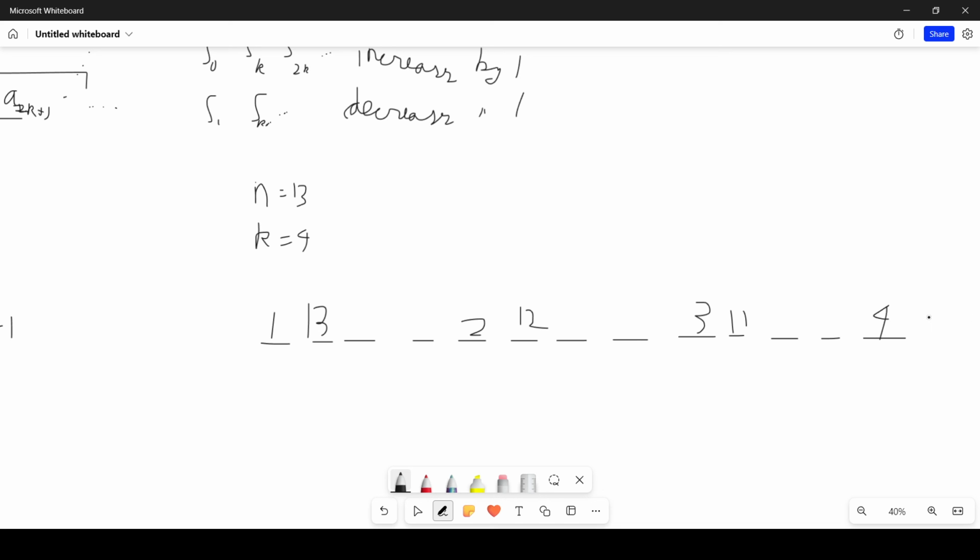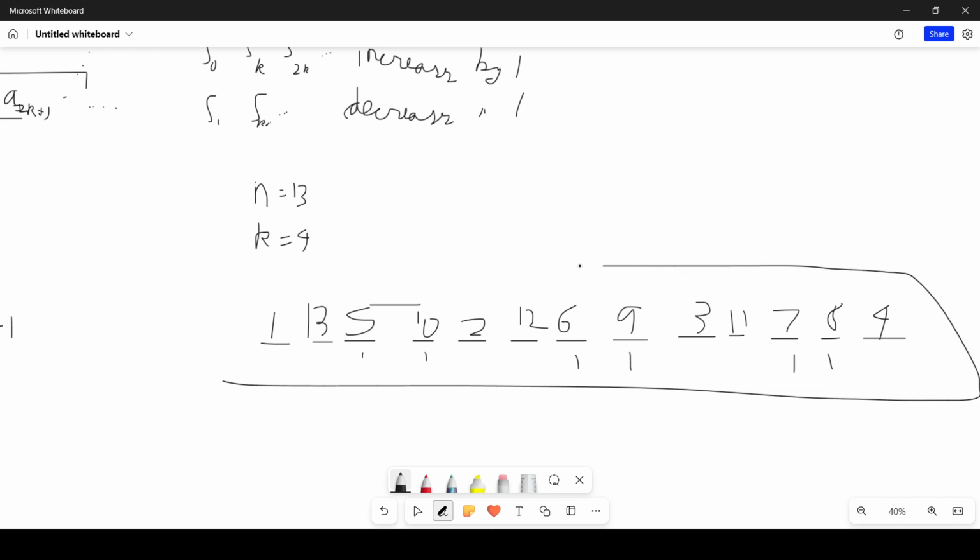Then again, the next terms, a2, a6, and a10, must form an increasing series by 1. And we've already covered 1 to 4, so we'll fill this with 5, 6 and 7. And then the remaining things have to be in a decreasing series: a3, a7 and a11. We've covered 13, 12, 11, so we just take 10, 9, 8. And like that, we've just filled the array.